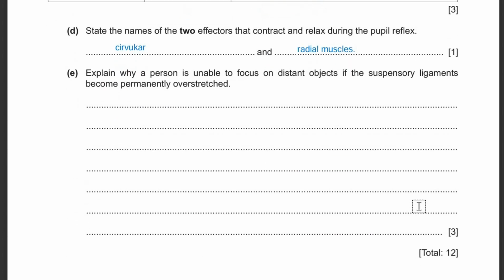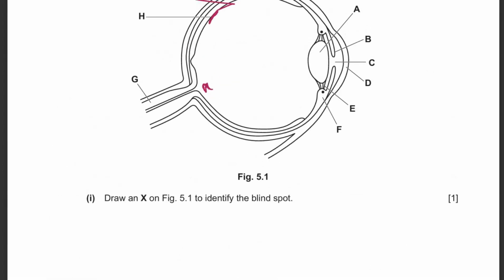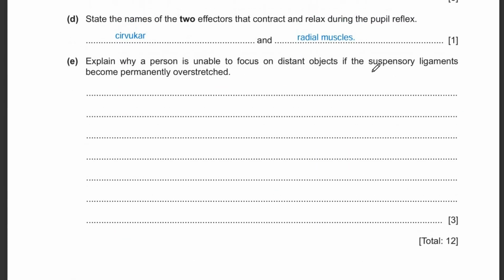Now, part E. Explain why a person is unable to focus on distant objects if the suspensory ligaments become permanently overstretched. What are the suspensory ligaments, students? Suspensory ligaments are present over here, and these are the suspensory ligaments. So what's the question? The question says that if the suspensory ligaments are overstretched, what will happen? They will not be able to focus on the distant object. So why is that? So we need to explain that.